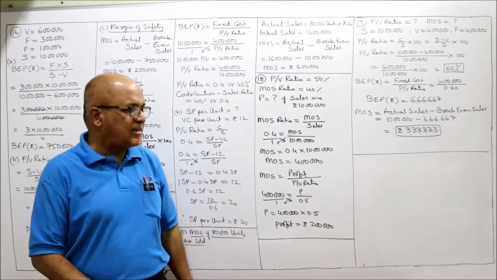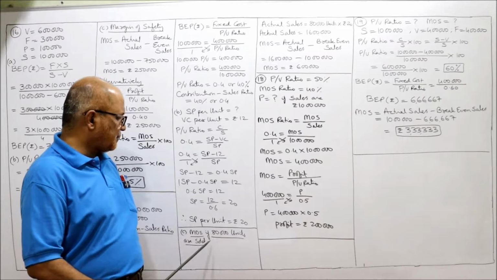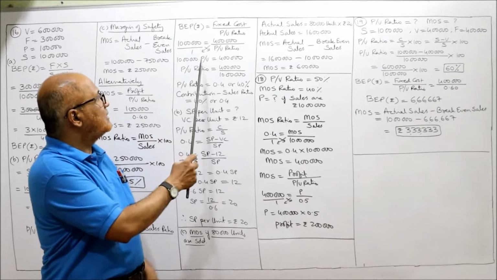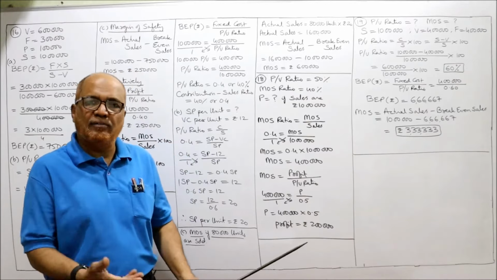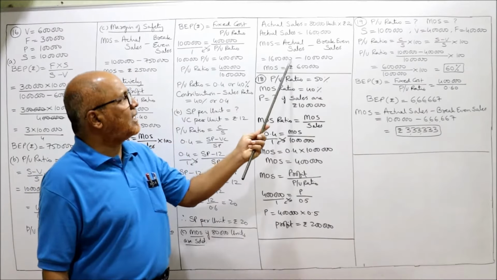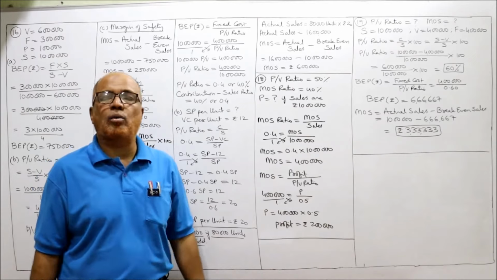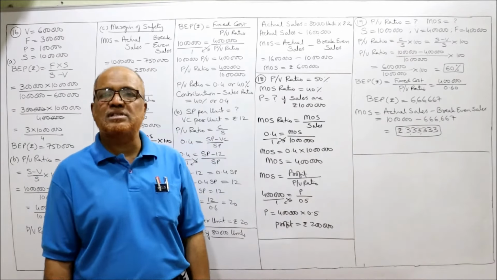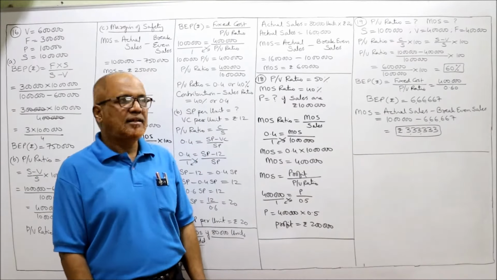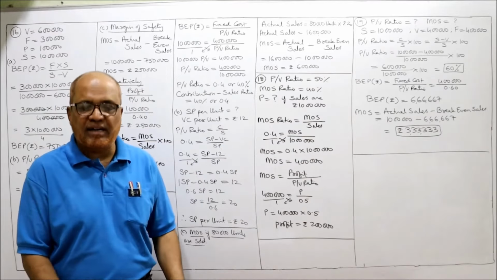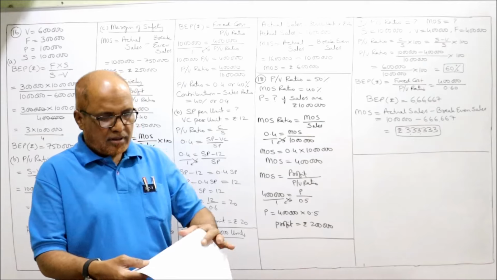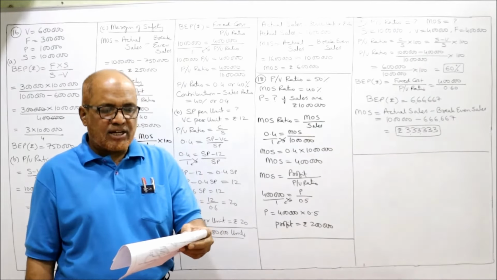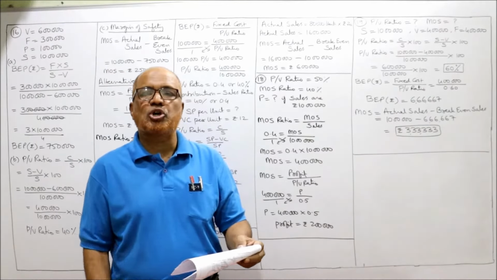How much is the break-even sales given in the problem? 10 lakh. Break-even sales are given as 10 lakh. So 16 lakh minus 10 lakh, 6 lakh rupees is the margin of safety. That's it. This is the end of problem number 17. Now I am reading out problem number 18. The contribution sales ratio of A Limited is 50%.